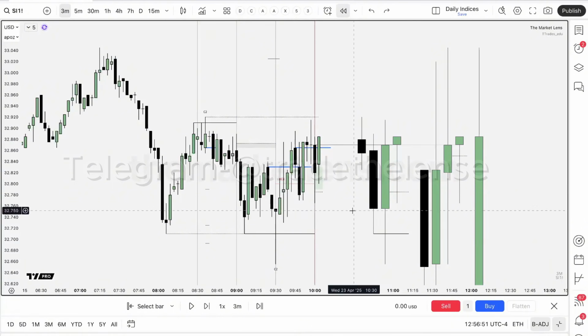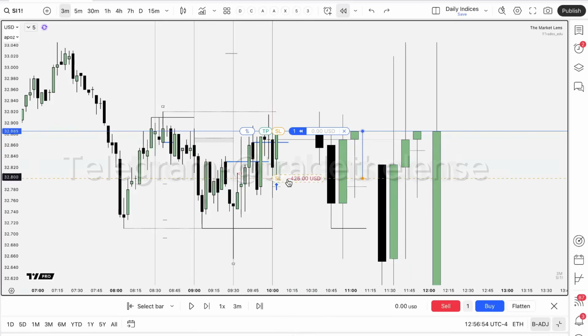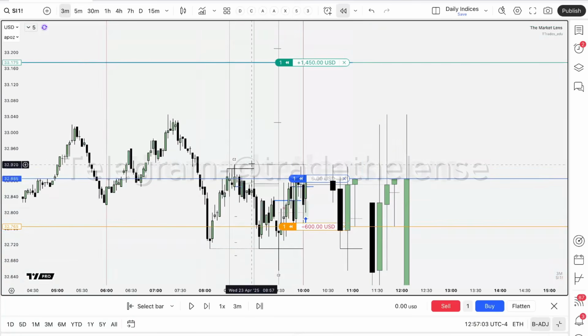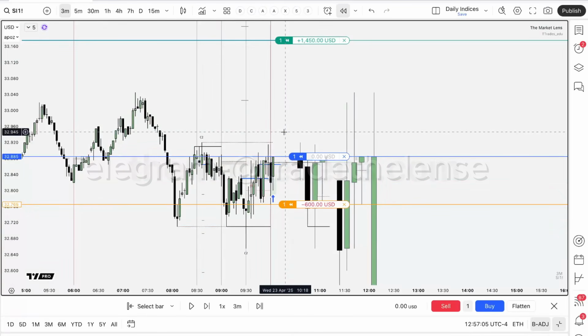So here I could look to buy. My stop on this now, current low. And then my TP would be there. Or just about 2.3R or so, whatever that is. See what happens.